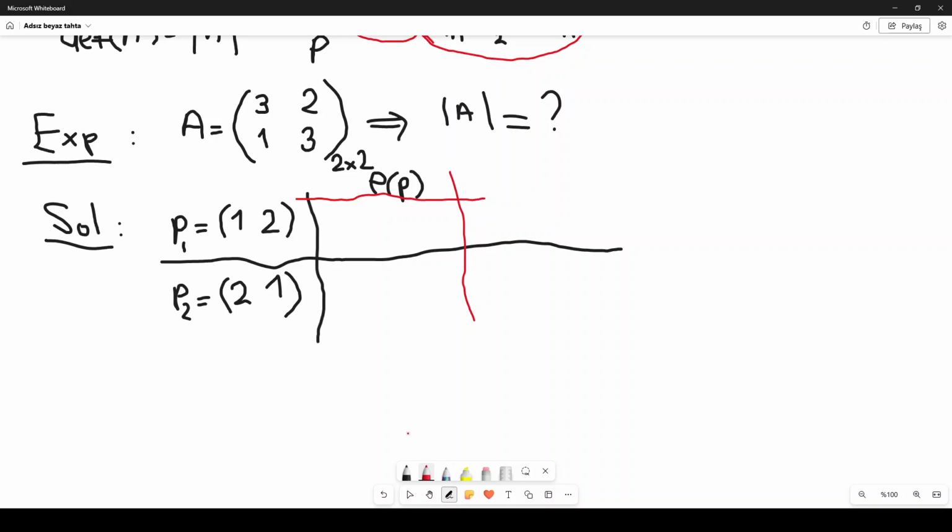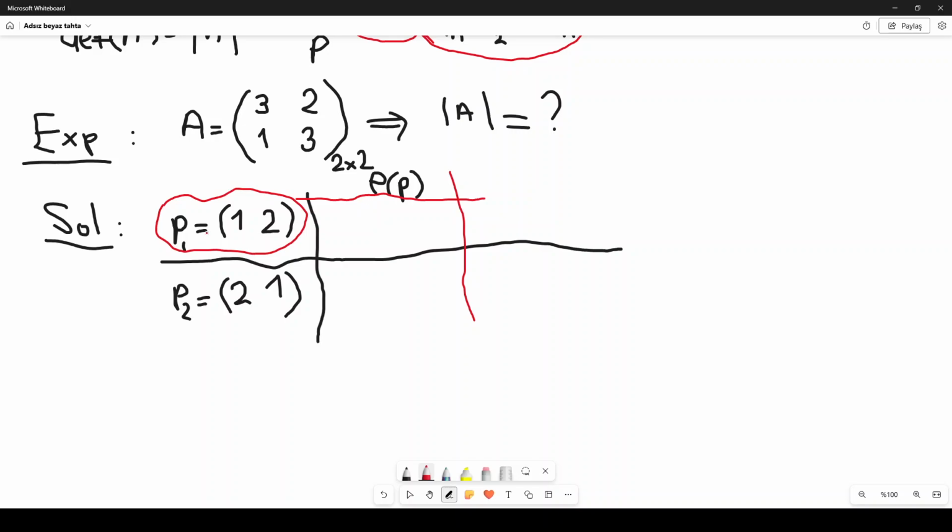So for the first permutation, we have P1 equal to 1, 2. Then how many interchange operations should I perform to restore this permutation itself? We are already at that permutation, right? We don't need to perform any swap operations for the first one. So I need to perform 0 interchange operations.